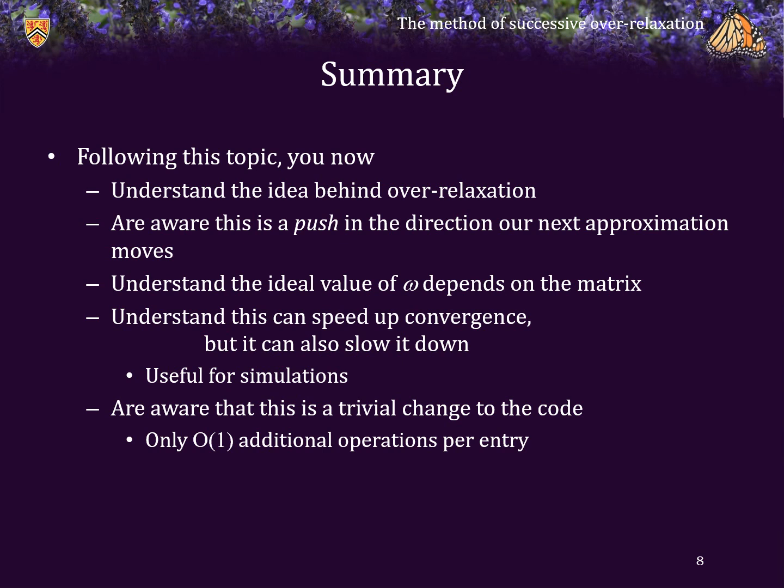This makes it useful for simulations where you are using the matrix over and over again, and thus you can tweak the value of omega. You are aware that this is also a trivial change in code. This only requires order 1 additional operations per entry of the vector, or order n additional operations per step, which is actually not that much, given that if the matrix is dense, there's n squared operations still involved.